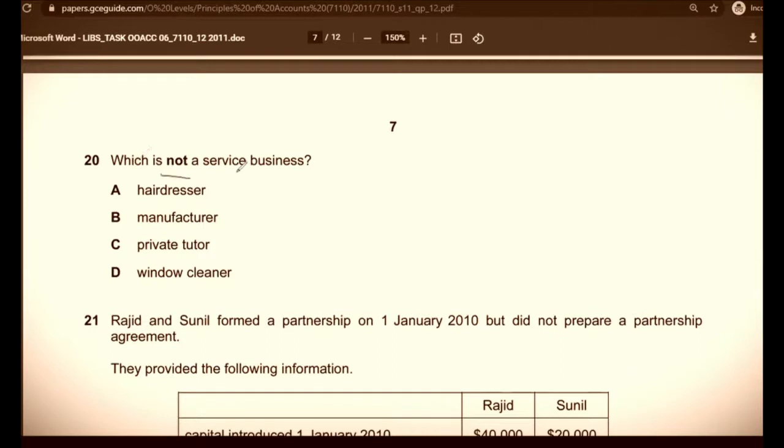Which is not a service business. Hairdresser is a service business. Manufacturer is not a service business. Private tutor is a service business. Window cleaner is a service business. Hence, the correct answer to multiple choice 20 is option B.